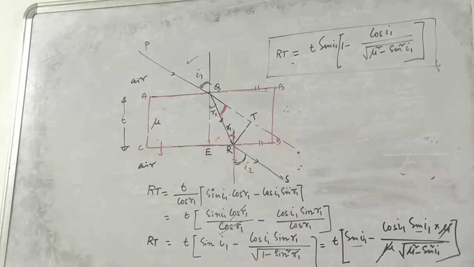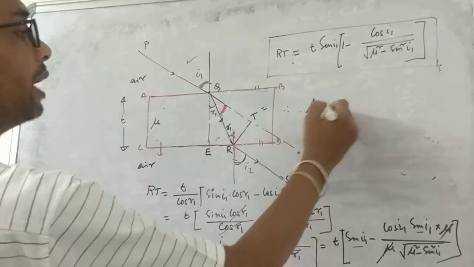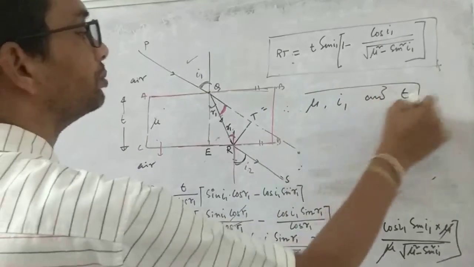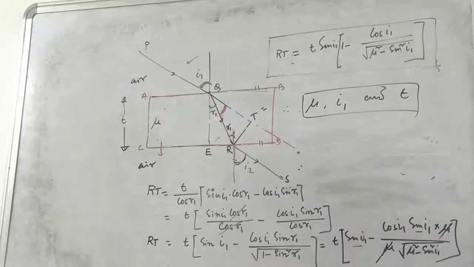Okay, it's not complicated, but you must have some patience when solving this problem. So RT now becomes shift T sin I1 (1 minus cos I1 over the square root of mu square minus sin square I1). So to find out the shift, you have to know only the mu of that medium, angle of incidence, and thickness of the medium. These three things.